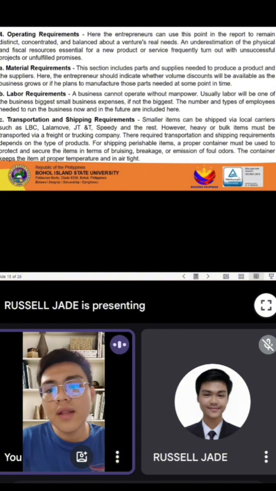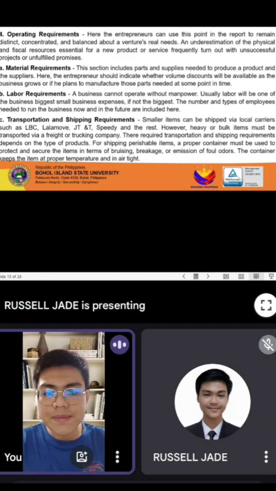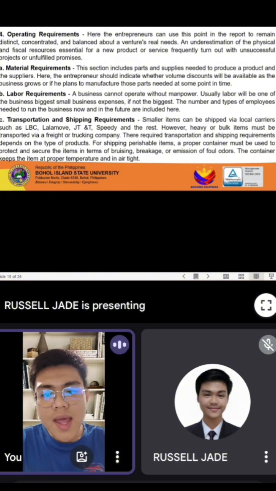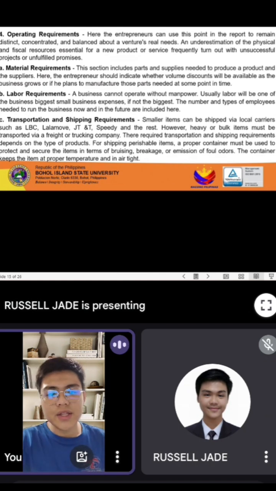So next is the labor requirements. So a business cannot operate without manpower, of course. So usually labor will be one of the biggest small business expenses, if not the biggest. So the number and types of employees needed to run the business now and in the future are included here.